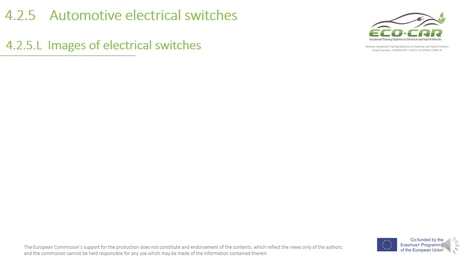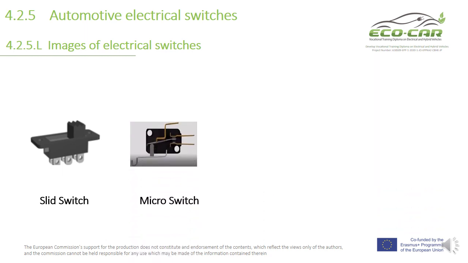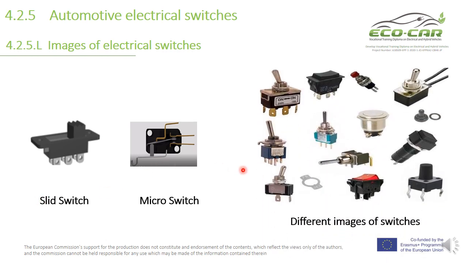Let's look at images of electrical switches. There are a lot of kinds of switches with different shapes. This is called a slide switch. It's called a micro switch. Also here are different images of switches. It's a push pull switch, toggle switch. This is an on off switch. This is a push button switch. So we see here different kinds. It depends on the applications of these switches in the circuits or in the systems.